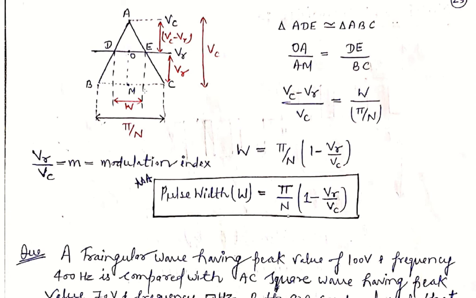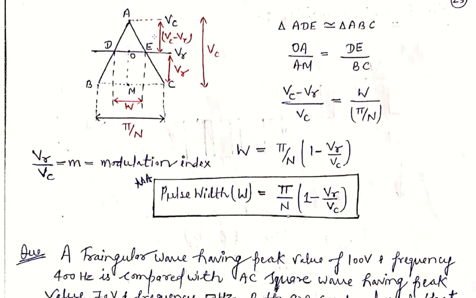Say W is the width of the pulse generated, and this is pi by n. How can we obtain this pi by n? Because the half cycle time period is pi. So if 3 pulses are obtained, then we divide pi by 3, pi by 3, pi by 3, that is 60, 60, 60, which is 180 degrees. So in general, for one pulse, pi by n will be there.